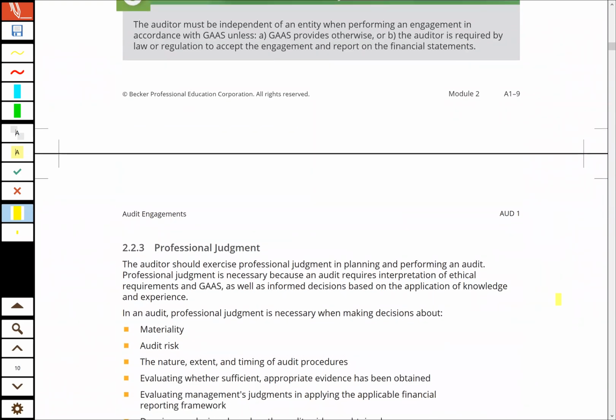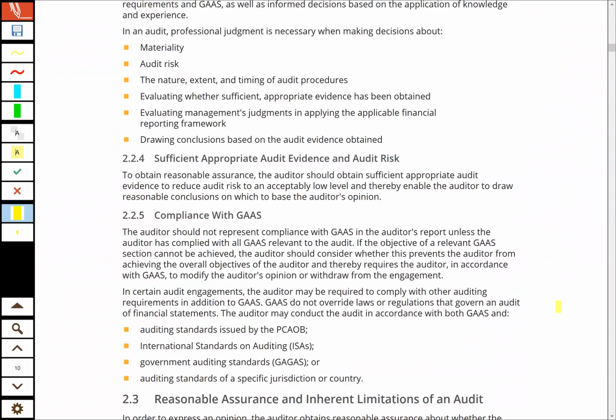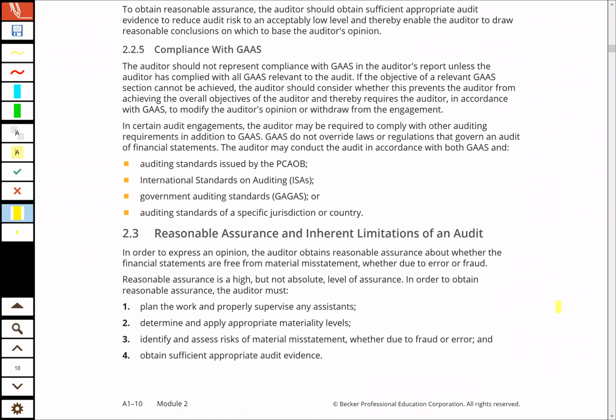Okay, and we'll talk about those. I think in Audit 6, we finally get to the Code of Professional Conduct.